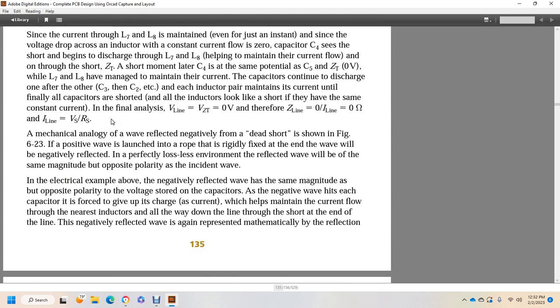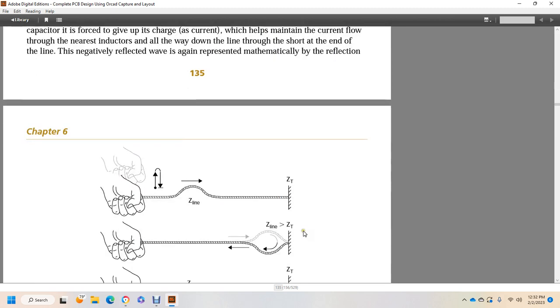The mechanical analog of the wave reflecting negatively from the dead short, shown in figure 6.3, is a positive wave traveling down a rope that is rigidly fixed at the end. The wave will negatively reflect in a perfectly lossless environment. The reflected wave will have the same magnitude and opposite polarity as the incident wave. In the electrical example, negative reflected waves have the same magnitude and opposite polarity as the voltage stored in the capacitors. The negative wave hits each of the capacitors, forcing them to give up their charge and current, which helps to maintain the current flow over the nearest inductor, through the short at the end of the line. This is the negatively reflected wave, the mathematical reflection.